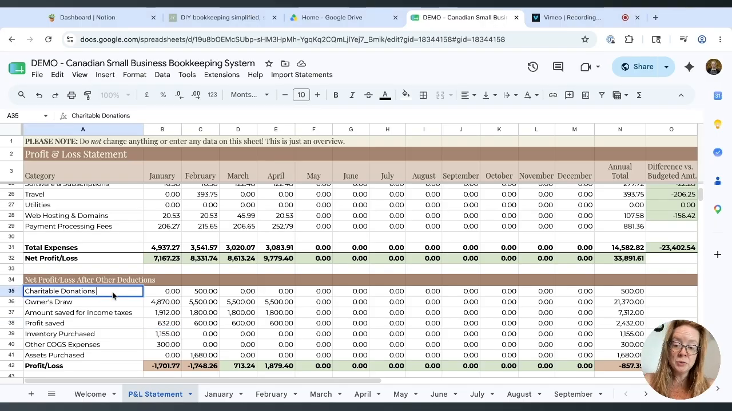Charitable donations are included because these can be used as a write-off for your personal income taxes, so you'll want to make sure you're tracking them if you are making donations. Quick note that it has to be a registered charity with the Canadian government.